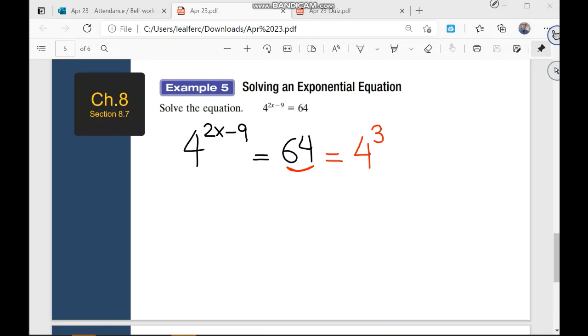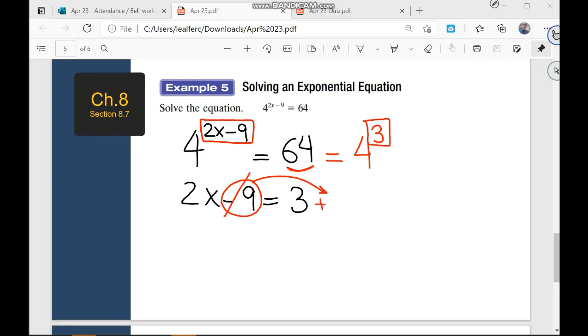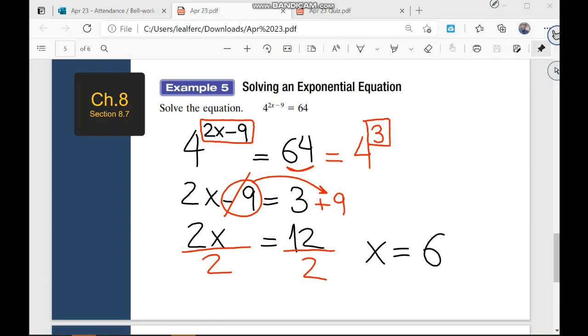Now we can compare the exponents because 2x minus 9 needs to be equal to 3. So 2x minus 9 equals 3. And you're going to simplify, applying the addition property of equality. Move this to the other side, it becomes a positive 9. Then you have 2x equals 3 plus 9, 12. And now you're going to divide both sides of this equation by 2. And then you have x equals 6. That's going to be the right answer.